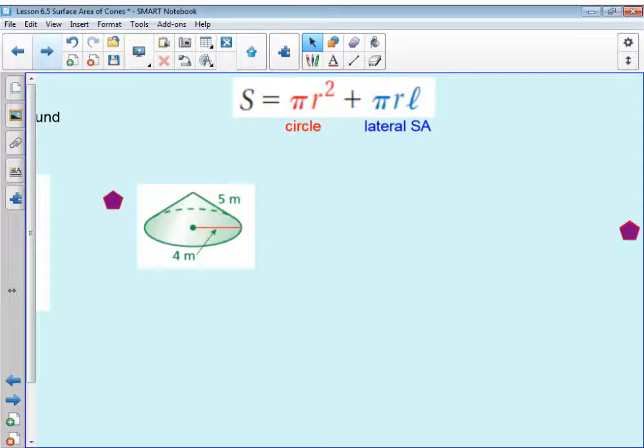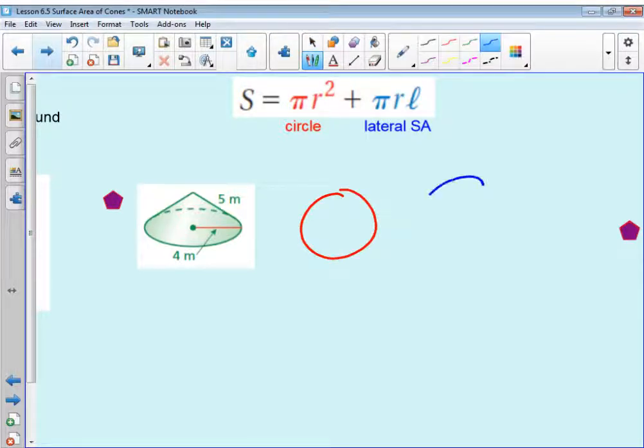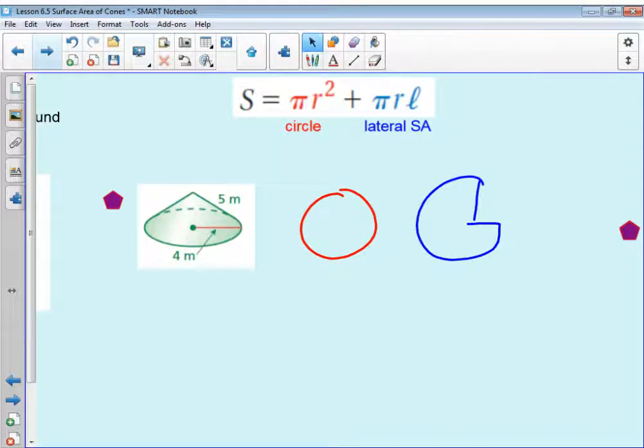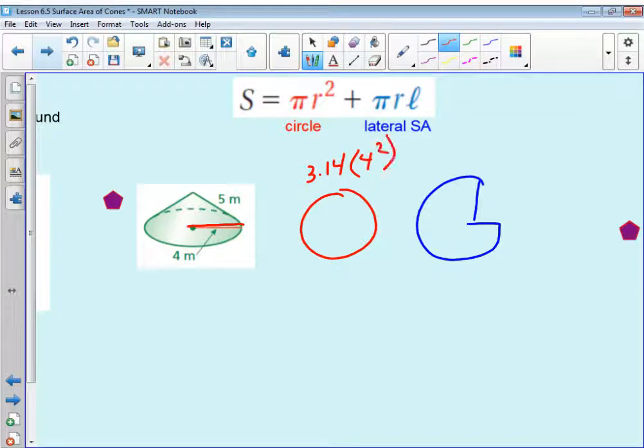So we've got our base, which is a circle, and then we have our lateral surface area that's kind of like a Pac-Man thing. Okay, so our formula for the area of a circle is pi, 3.14, times our radius, which is 4, squared. Okay, 4 squared is 16. So I do that in my head. 16 times 3.14 gives me 50.24.